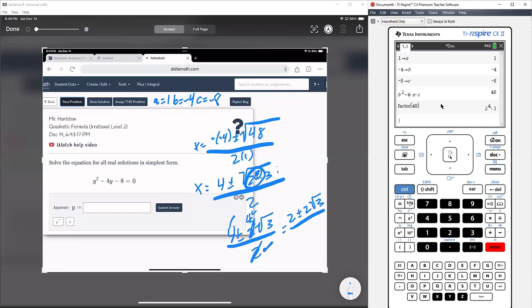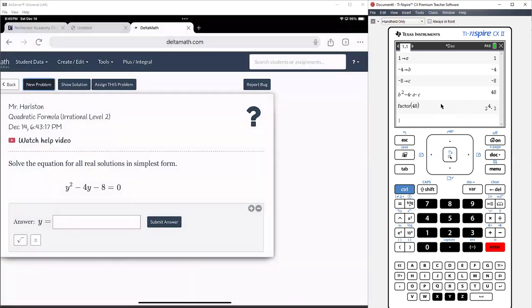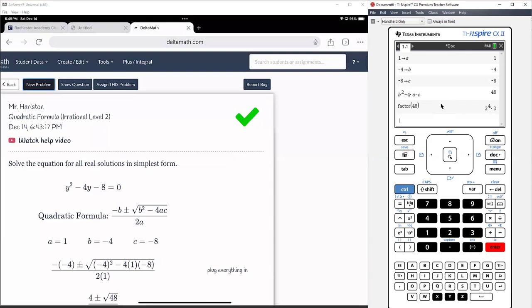So let me get rid of this. So this will be 2 plus or minus this. Oops. Actually, it's supposed to be 2 times the square root of 3. And that is our simplified answer. And they liked it. All right, that's what you're doing.